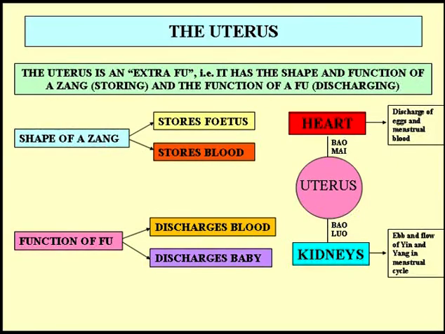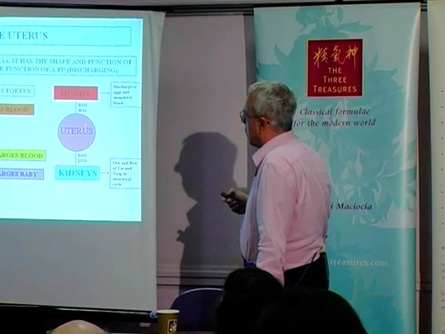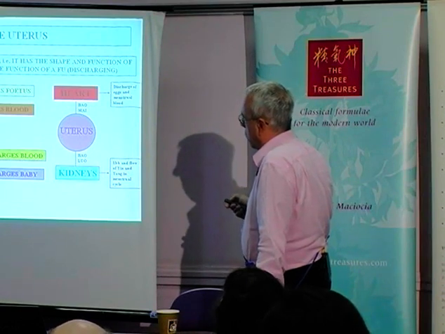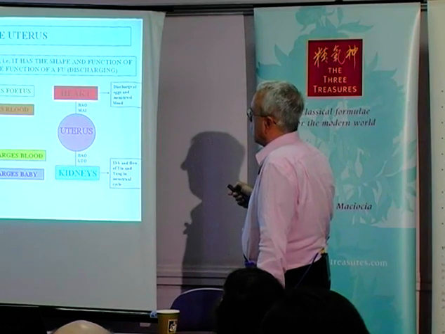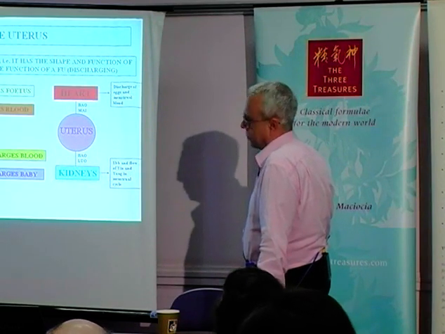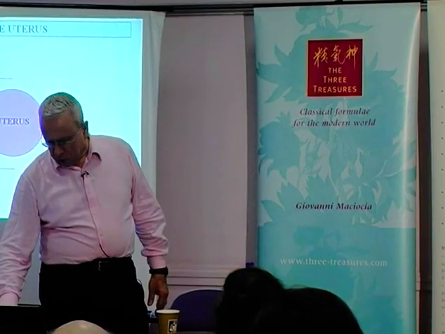Okay? And the kidneys are connected to the uterus through a channel called Bao Luo, the Luo of the uterus. And heart qi and heart blood go down. And we'll see in a moment what else the heart does in the four phases. Now there is something I'd like to clarify on the origin.